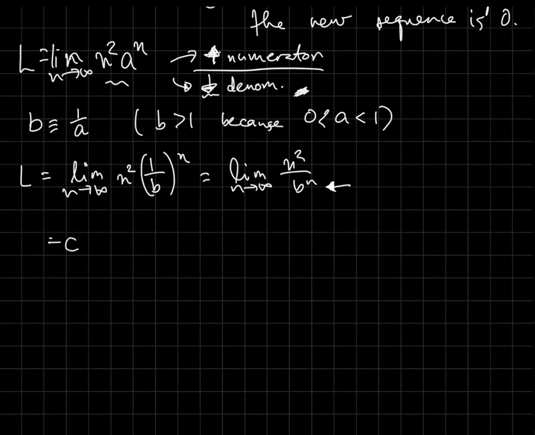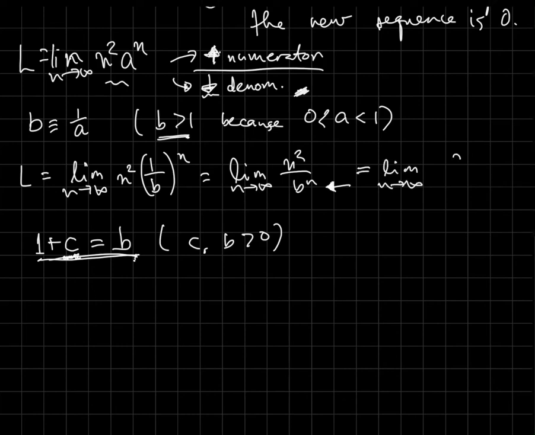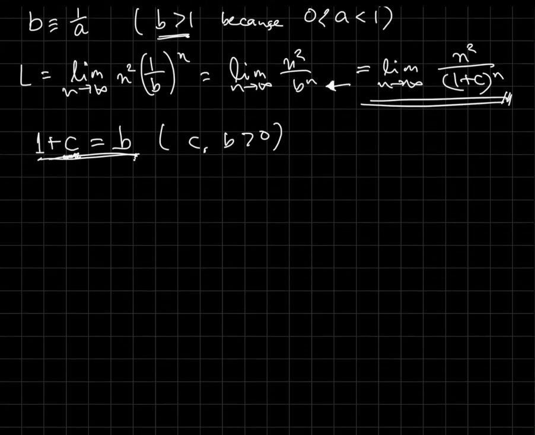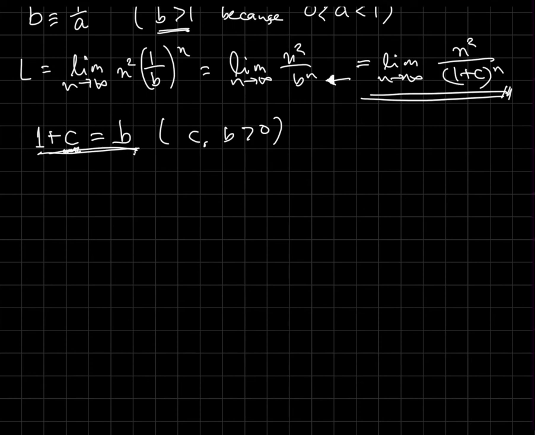And so the first step is to define a new number c, a positive number c, such that c plus 1 is equal to b. And we can do that because we know that b is greater than 1. And so we can decompose it into 1 and a positive number c. So this is always possible if b is greater than 1. And so we can write the limit in terms of c as well. Now it becomes n squared over 1 plus c raised to the n.